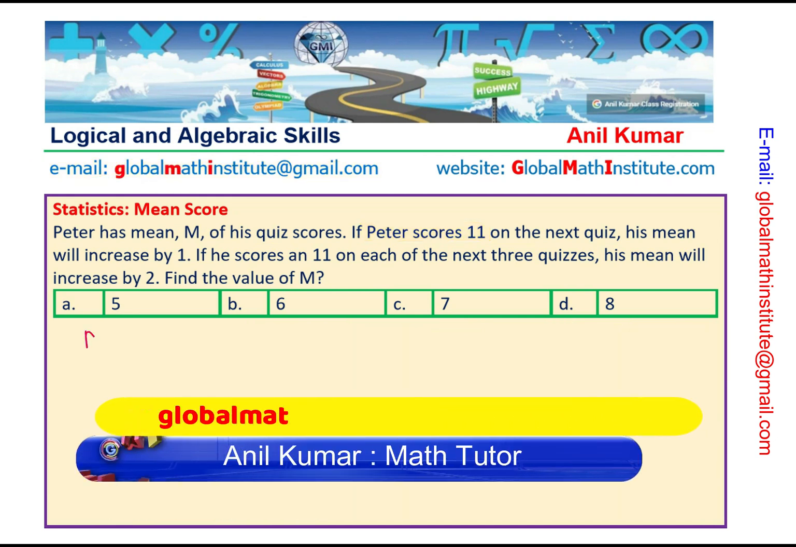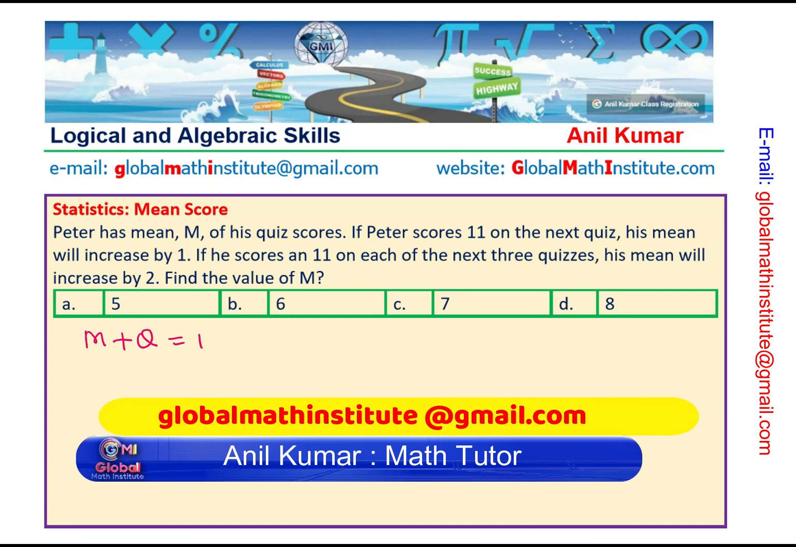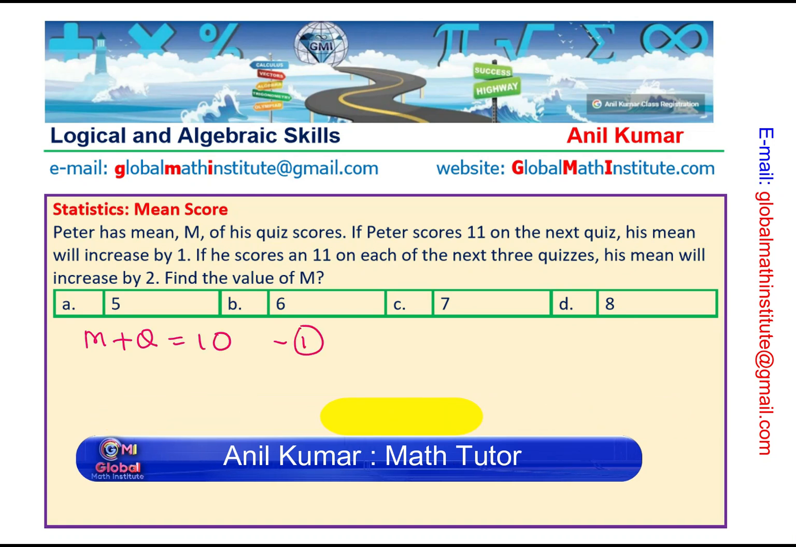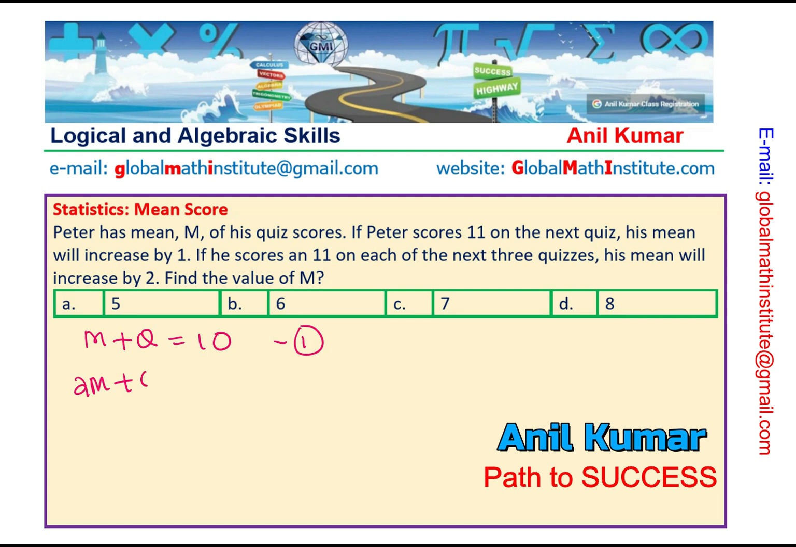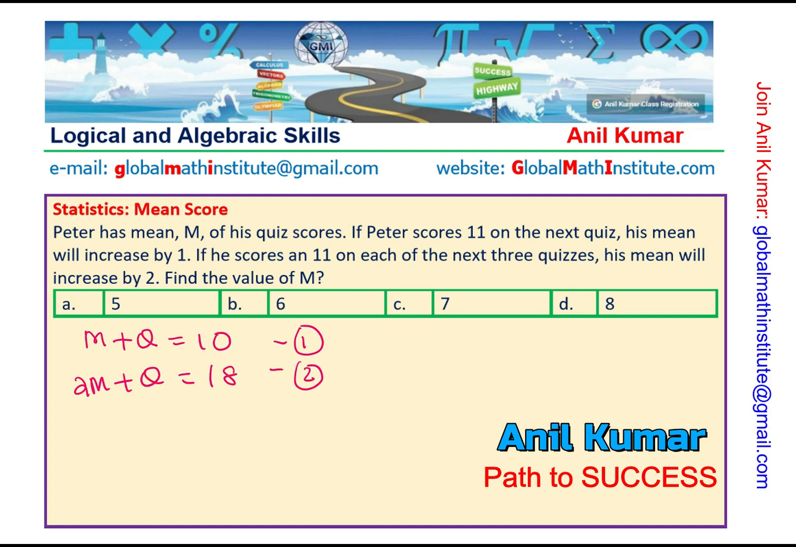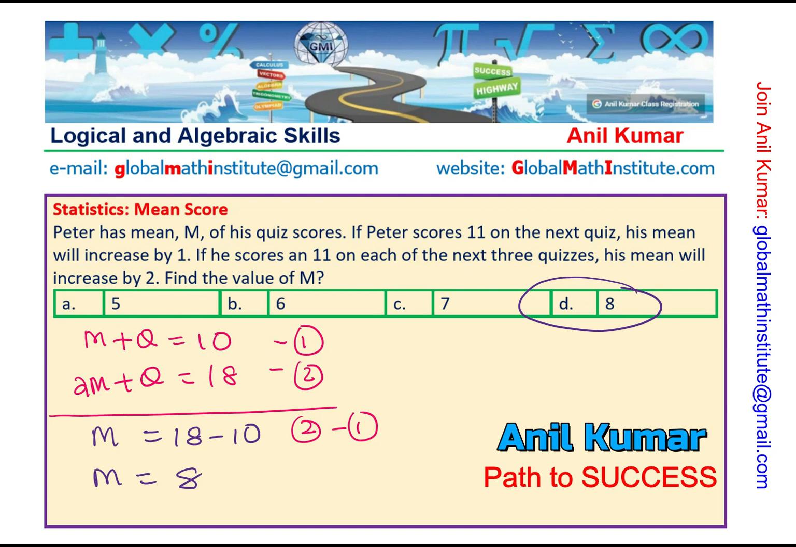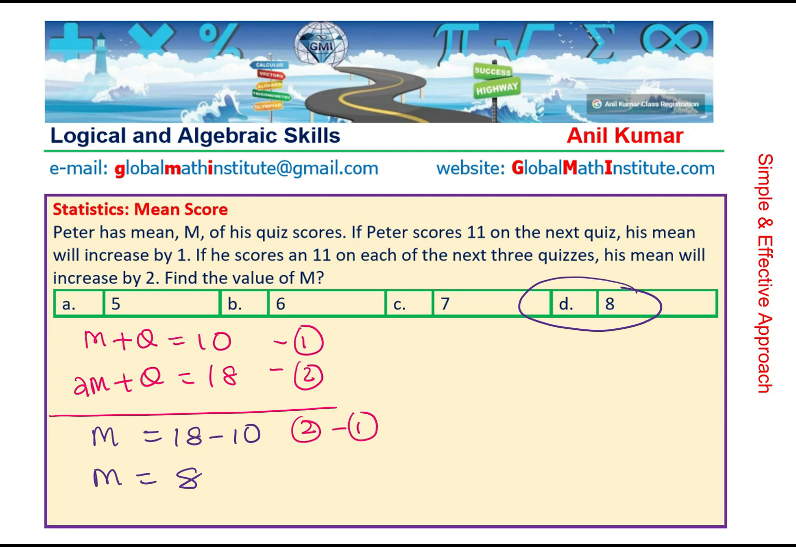So we get M plus q equals 10 as our equation number 1 and 2M plus q equals 18 as the equation number 2. So what happens when you do equation 2 minus equation 1? So 2M minus M is M, and here we get 18 minus 10. So M is equal to 8. So that becomes the solution for this particular question.